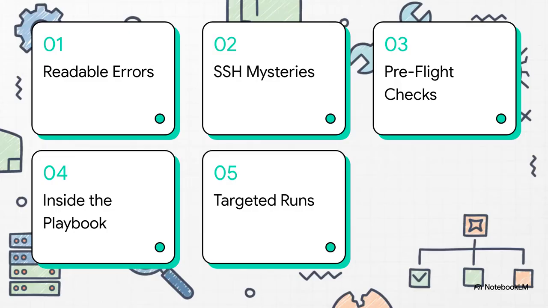So here's the game plan for today. We're going to start by making those errors readable. Then we'll dive into solving those super common SSH mysteries. After that, we'll look at some pre-flight checks you can run before you break something. Then we'll get into debugging inside the playbook itself. And finally, we'll learn how to target our runs with surgical precision.